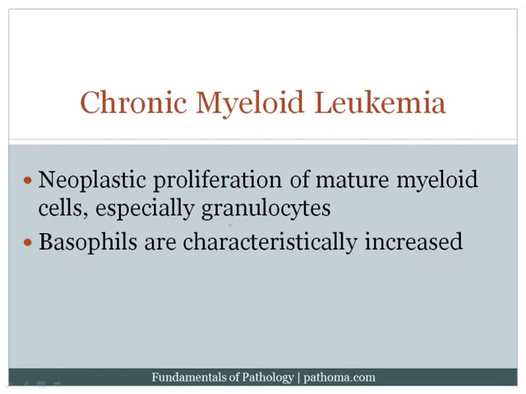This is a neoplastic proliferation of mature myeloid cells, as I've already explained. However, the predominant cells are granulocytes. One characteristically increased granulocyte is the basophil. And this is very important. If you recall from the very first lecture that I gave in this chapter, when we see basophilia, it's highly associated with chronic myeloid leukemia. And you're going to see why this is important in a few minutes as well.